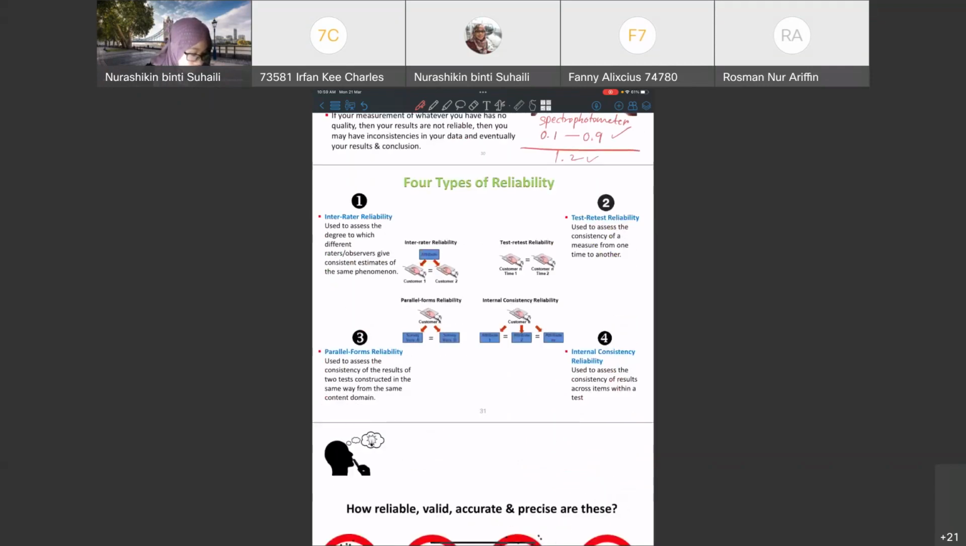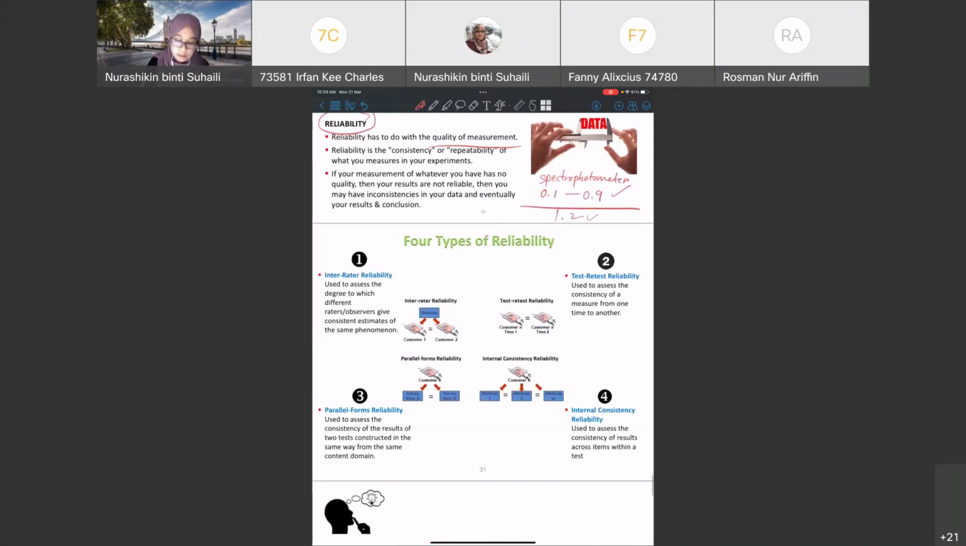Okay, 4 types of reliability. Inter-rater reliability, test-retest reliability, parallel forms reliability, internal consistency reliability. Okay, contohnya inter-rater reliability. Rater ni adalah orang yang berlainan. Contohnya you measure tadi kan, let's say you measure certain sample and you measure the absorbance. You are rater number 1. You get the reading of 0.5.